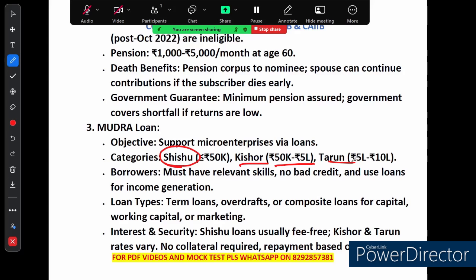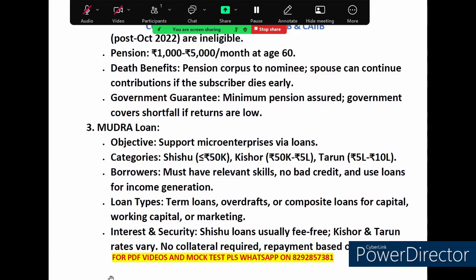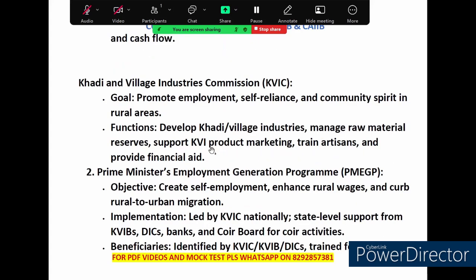If we talk about the loan types, these include term loan, overdraft, or a combination of both for things like working capital, equipment, or marketing. Now, if we talk about the interest and security, Sisu loans are usually free from fees, while interest rates for Kishore and Tarun vary. No collateral is required, and repayment depends on the asset life and cash flow. So, Pradhan Mantri Suraksha Bima Yojana helps protect against accidents, APY, Atal Pension Yojana, ensures pension for your retirement, and Mudra loan gives a small business a boost.